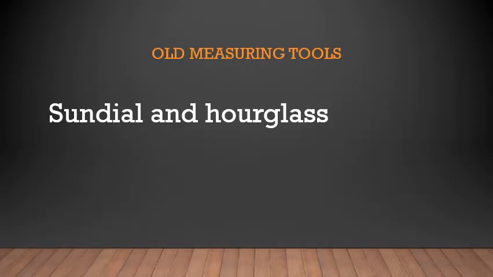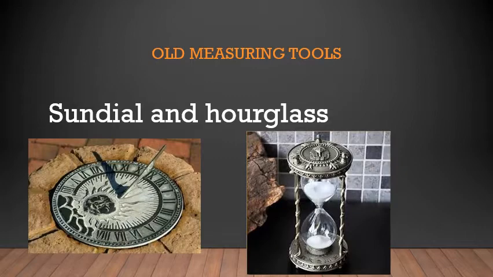In olden days, they used the sundial or the hourglass. Sundial means when there is sun in the sky, the shadow of the needle will show what hour of the day it is. That is how they used to read the sundial. In an hourglass, the sand inside takes exactly the same amount of time every time it goes down. Understood? So these were the old measuring tools that were used.